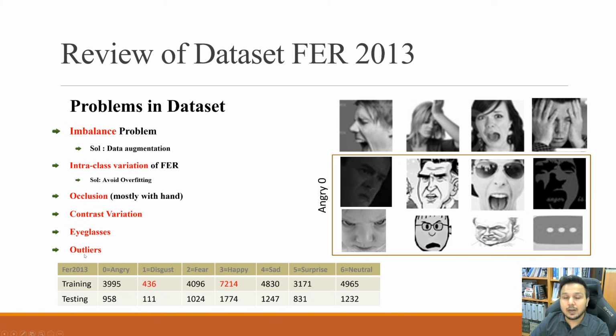Similarly, it has outliers, like for example this image. As it was automatic cropping, it mistakenly cropped some other images as well, which do not belong to angry, but anyhow they kept them in the dataset to challenge the deep learning architecture, right? So these were the problems.